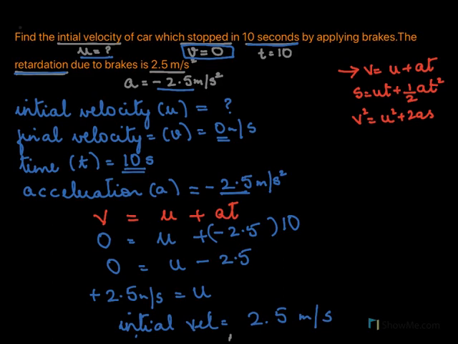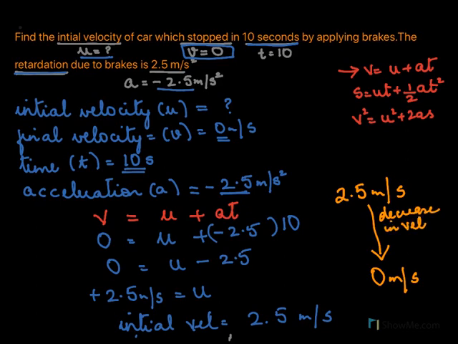If we examine the sum, what is happening in the sum? The body is first moving with a velocity, and then it is stopping. Stopping means final velocity is becoming 0. Here it will be retardation. There is a decrease in velocity, and because there is a decrease in velocity, the acceleration is negative, and it is called retardation.